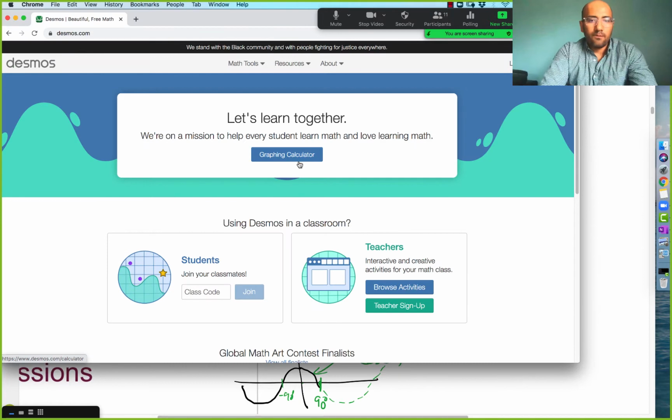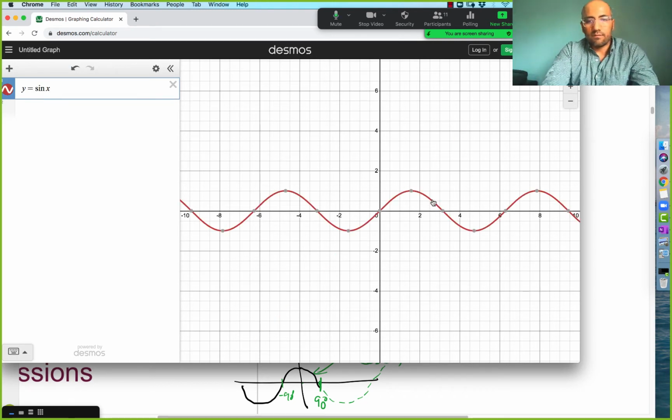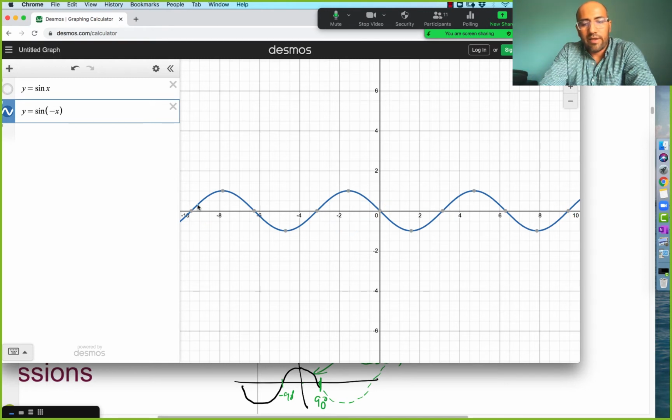Desmos, graphing calculator. Okay, so y equals sine of x. So here is one period of the sine function. Okay, and then when we reflect it, y equals sine of negative x. It's going to be a reflection about the y-axis. So this point right here went over there, right? And so this right here is one period of sine. This right here is that same period, the first period of pi reflected about the y-axis. Okay, so now we have that guy.